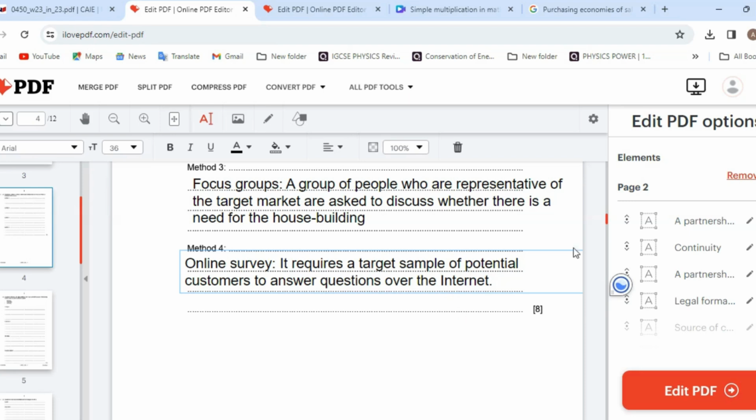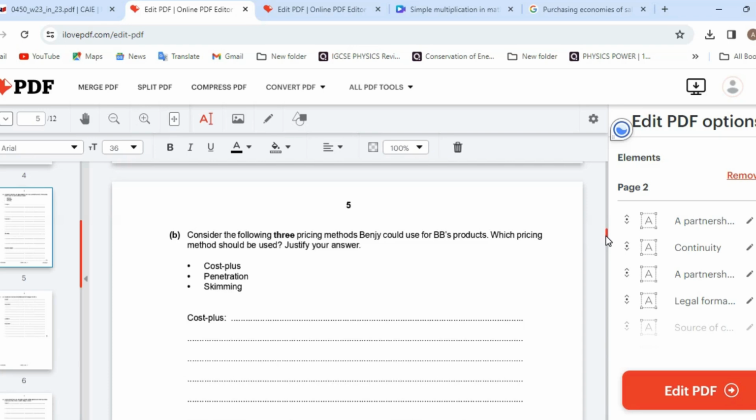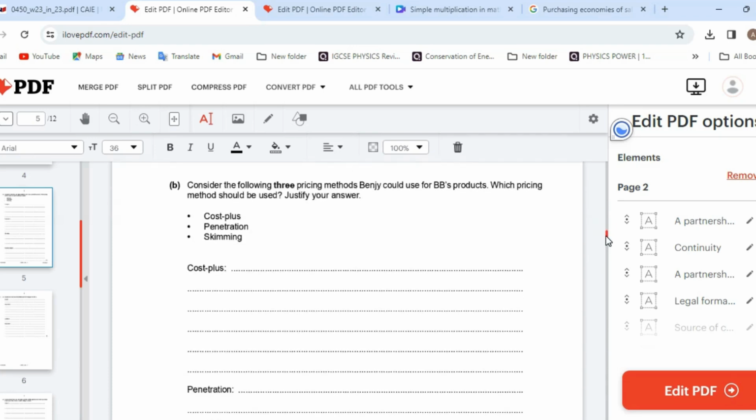Okay, let's now see what we have in the other question here. We have question 2B. Question 2B says, consider the following three pricing methods Benji could use for BB's products. Which pricing method should be used? Justify your answer. Here we have cost plus pricing, penetrating, and skimming. To justify your answer here, you have to give at least 2 points for each first before you can choose the one. We tell them the advantage and the disadvantage. Okay, let's try and see.